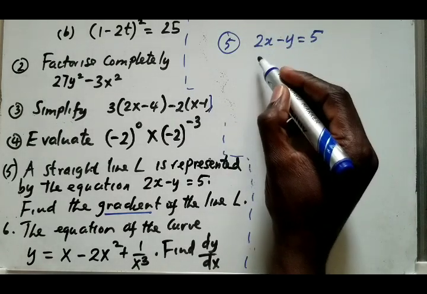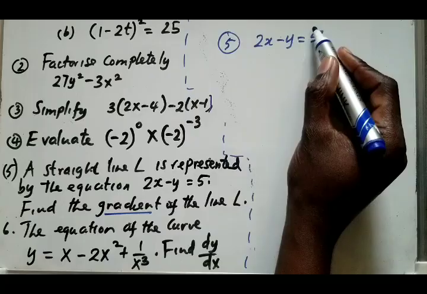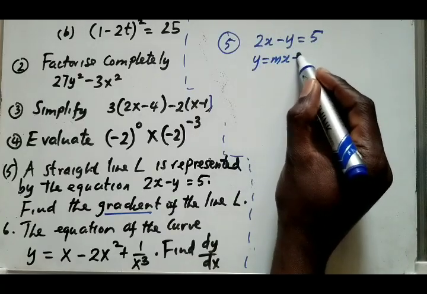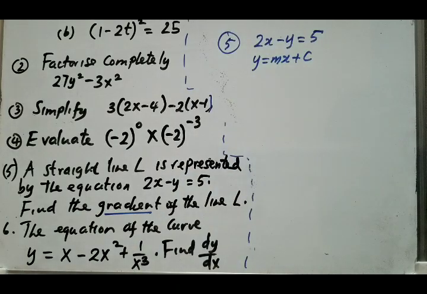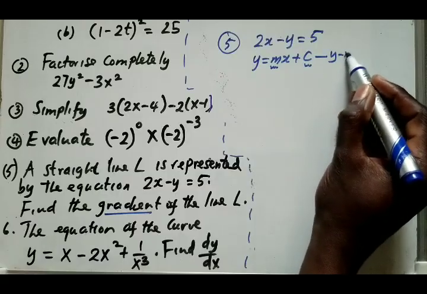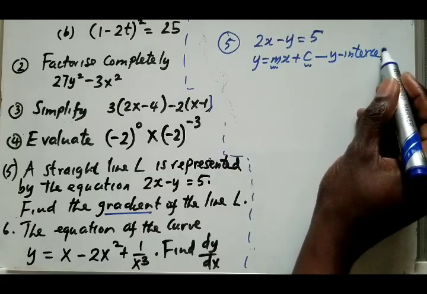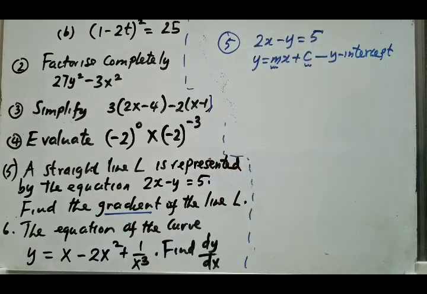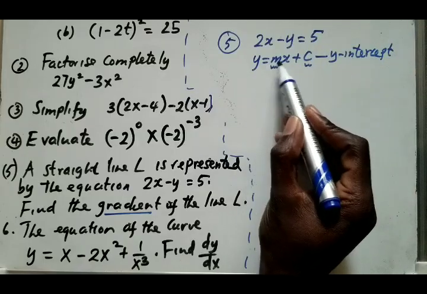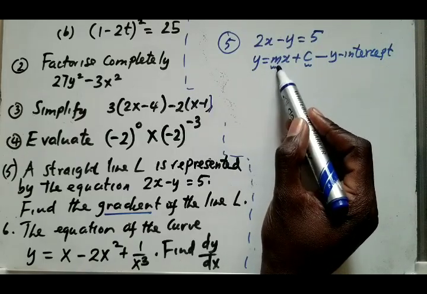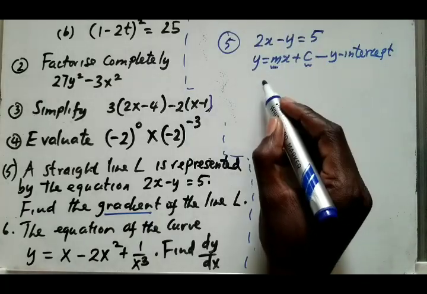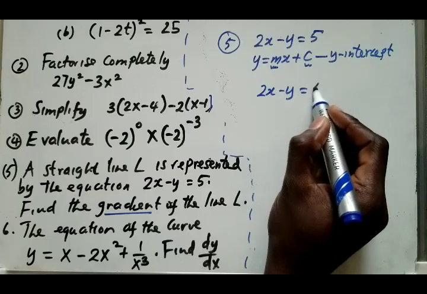To find the gradient, you need to rearrange this equation of a straight line into the general form, which is y is equal to mx plus c. Remember, this is the general form of an equation of a straight line, where m is the gradient and c represents the y-intercept. In other words, make y the subject of the formula. The constant is at the end, and the term having x is the one that gives you the gradient. Let's see how that is going to be. So we have 2x minus y is equal to 5.